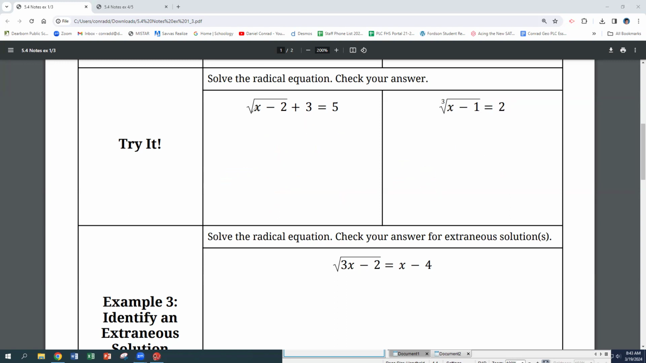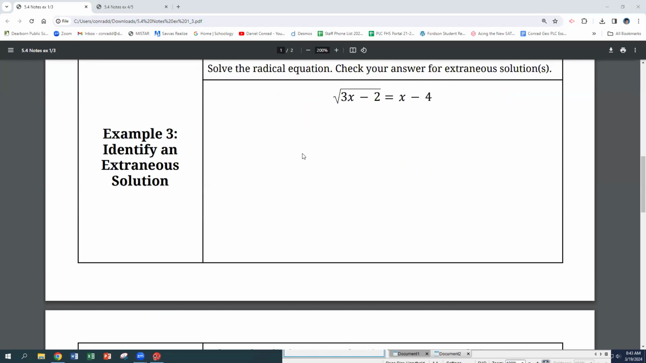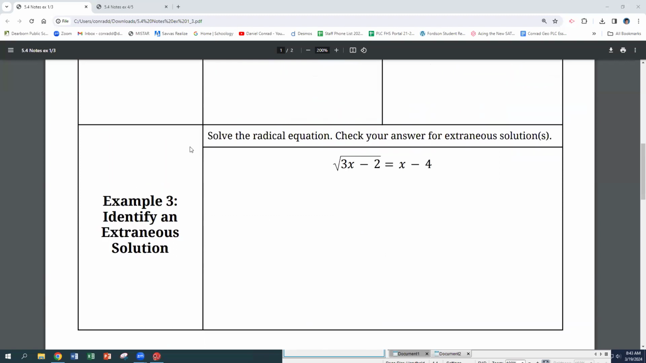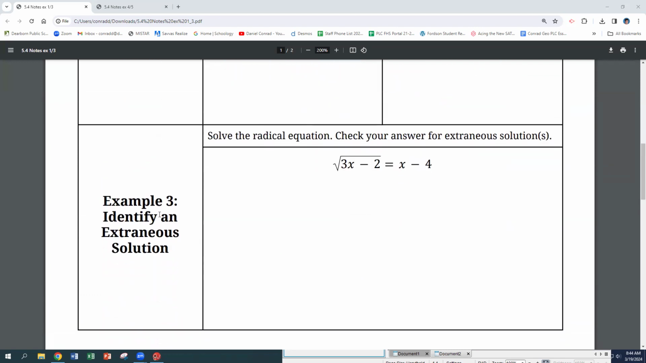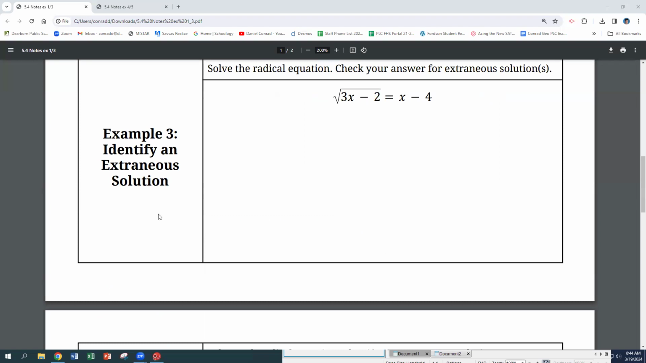All right, example 2. We are going to solve for x and identify the extraneous solution. A lot of times this is going to involve factoring. So we're going to get quadratics and we're going to have to factor. All right, step 1, we want to get the radical by itself though.